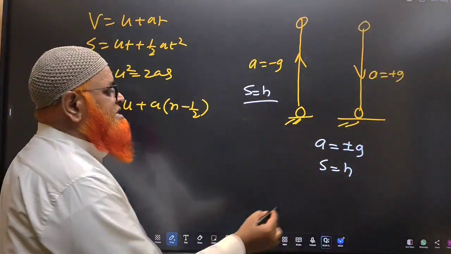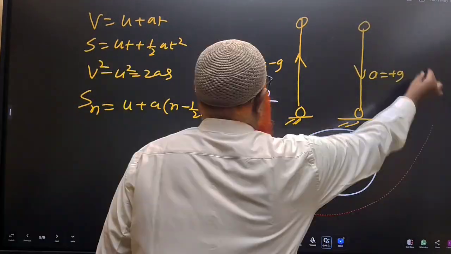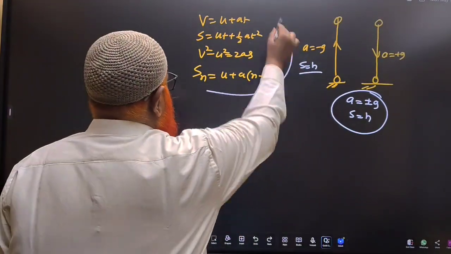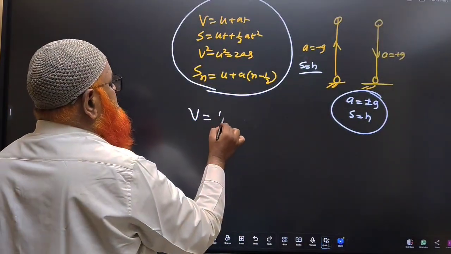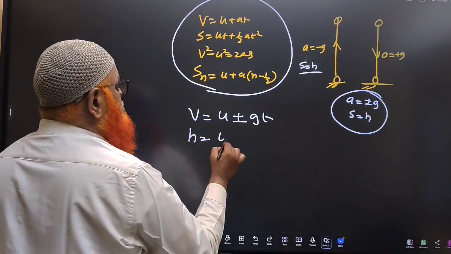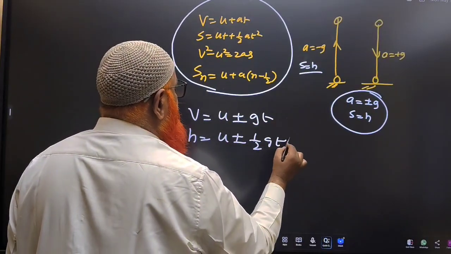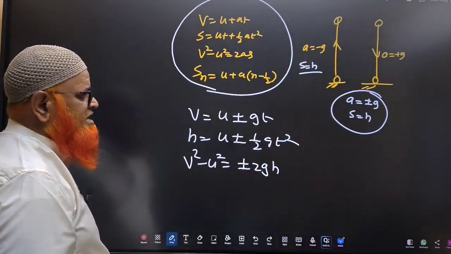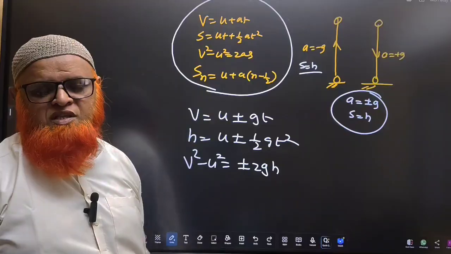These two small changes you have done, that's it. Now if you have done these changes, then you have to change these equations also. v is equal to u plus or minus gt. S can be written as h here. h is equal to ut plus or minus half gt square, and v square minus u square is equal to plus or minus 2gh. S is replaced with h, a is replaced with plus or minus g.